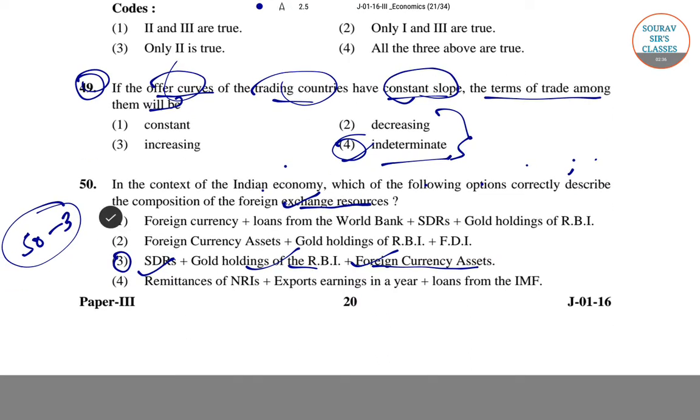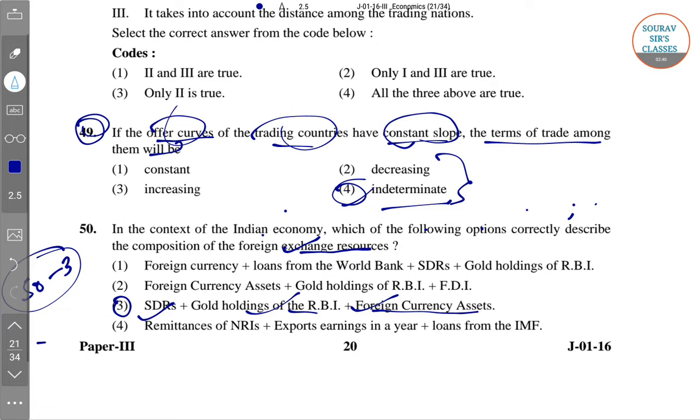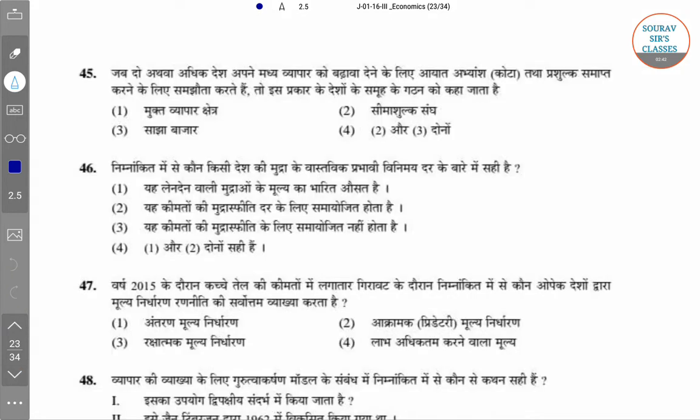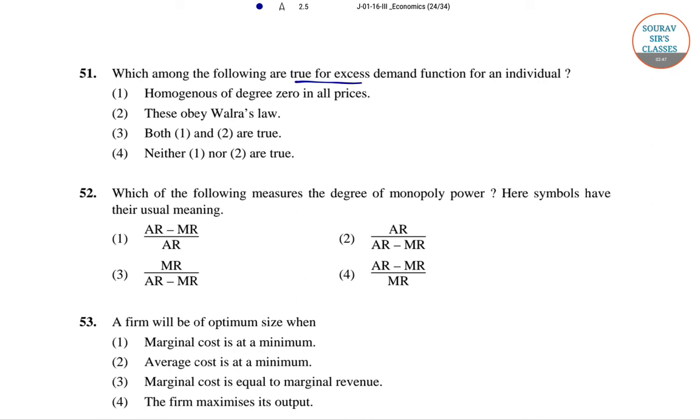Now we'll go to the next question, which is question number 51. In question number 51, it is given: which among the following are true for the excess demand function for an individual? The options are: homogeneous of degree 0 in all prices; they obey Walras law; both 1 and 2 are true; and neither 1 nor 2 is true. We know excess demand functions satisfy the following properties.